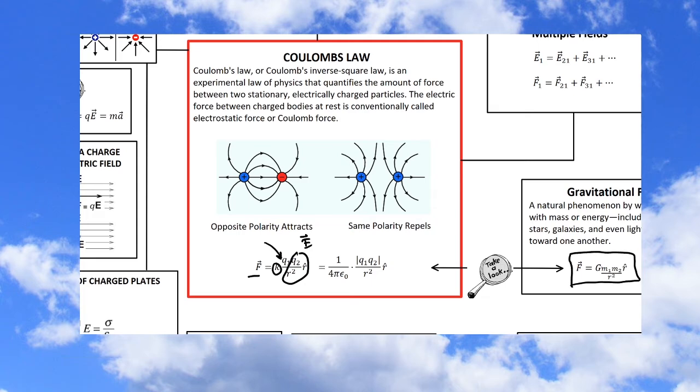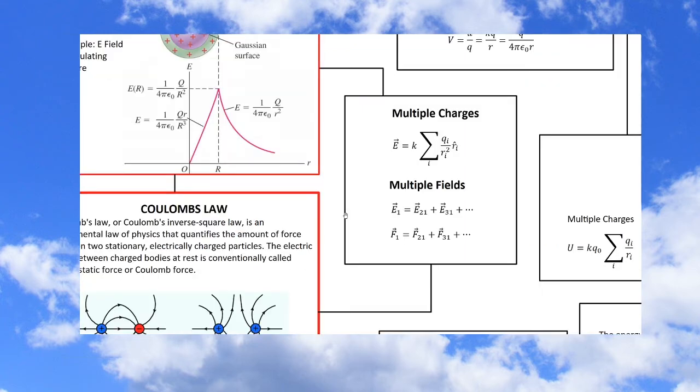You can look at this and just see kQQ over r squared r-hat. If you have a bunch of fields already calculated, you can simply add those fields up using vector addition. The same thing goes for the forces. You could have all your fields calculated to a certain point and then place your charge there. And you could do each one individually and create a force from all the different points and then add the vectors of those forces together.